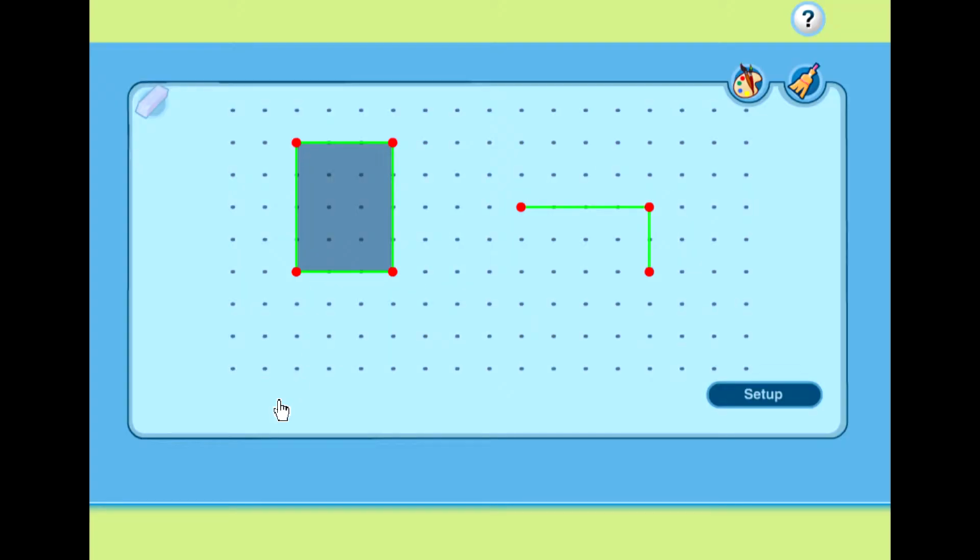Let's see if we can do the area now. I have this rectangle right here that is, count with me, 1, 2, 3, 4, 5, 6, 7, 8, 9, 10, 11, 12. 12 squares inside. That's 12 squares that are inside that box.